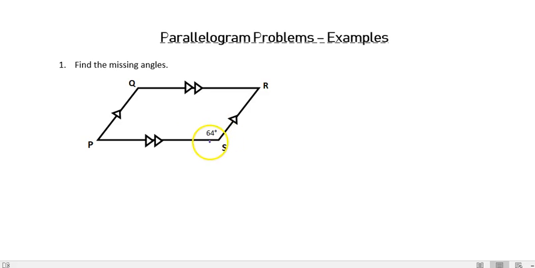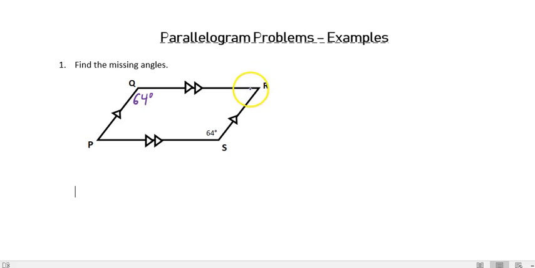if this angle is 64, one of the properties of parallelograms is that the opposite angles are congruent. So if the S is 64, the Q is also 64. And then we need to figure out the P and the R. And so we know that they're congruent because they are opposite of each other.